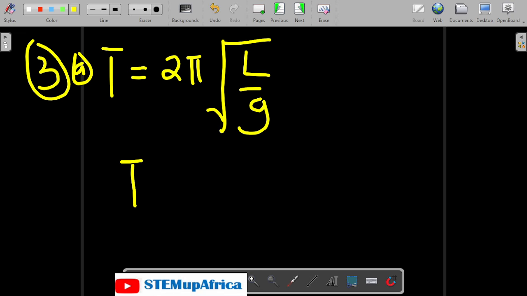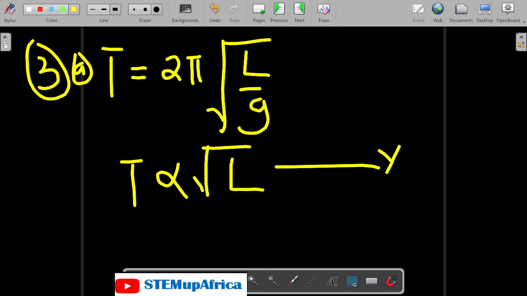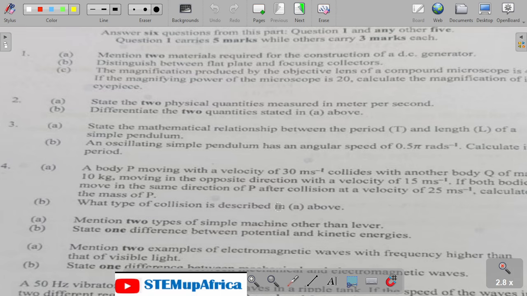So we can say period is proportional to the square root of L. So any of them can be the mathematical relationship between period and length. So let's go to 3b.